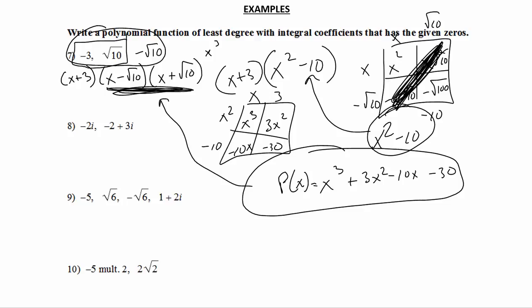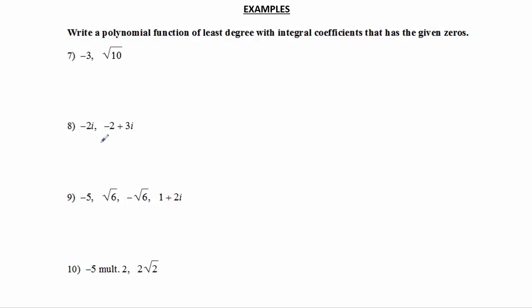Okay, let's go to number 8. Number 8 says that if I have negative 2i and then negative 2 plus 3i, I can write these in parentheses, okay, into my binomials or trinomials.